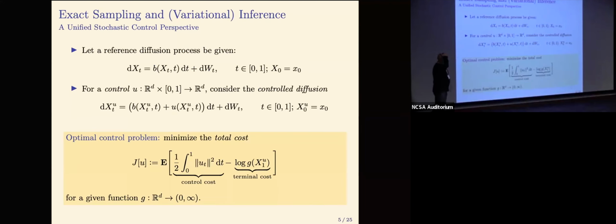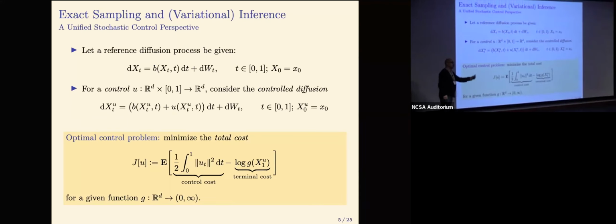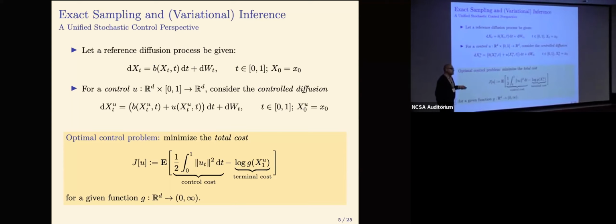Anyway, so here's the idea. You can think about this process of sampling from some distribution as a control problem. And there's a lot of math in this, but it's actually very easy to explain what's going on. So let's suppose I have some reference diffusion process. This is given to you. This is something that has been designed, and it just does its thing for some finite time.